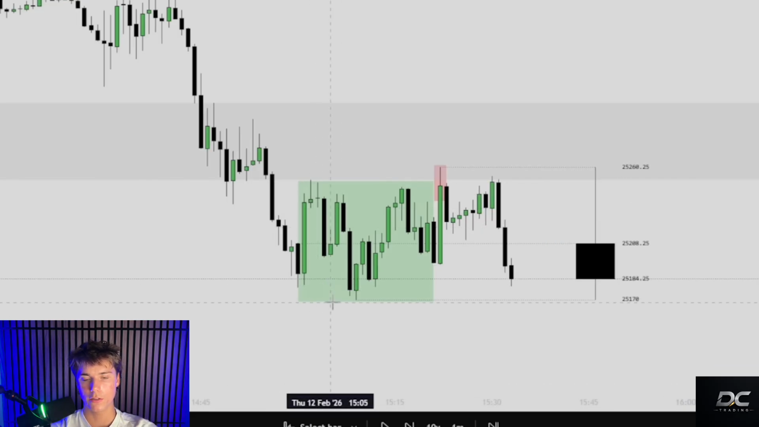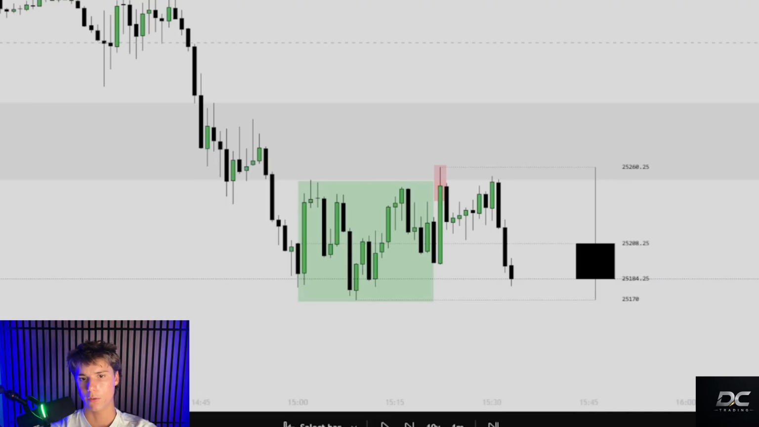As you can see, we have a change in state of delivery with a fair value gap. And then for an extra confluence, we have an inversion fair value gap. An inversion fair value gap is when a fair value gap gets closed below. So in this scenario, this fair value gap right here, the candle body closes below it. This would be an inversion fair value gap, or an entry confirmation for us.